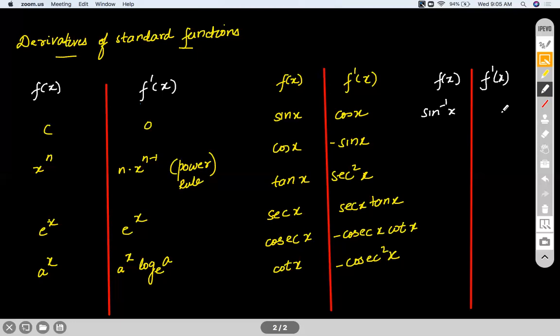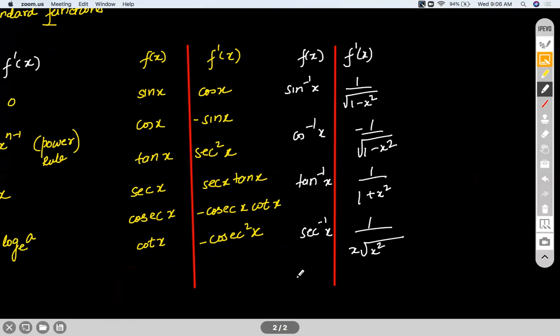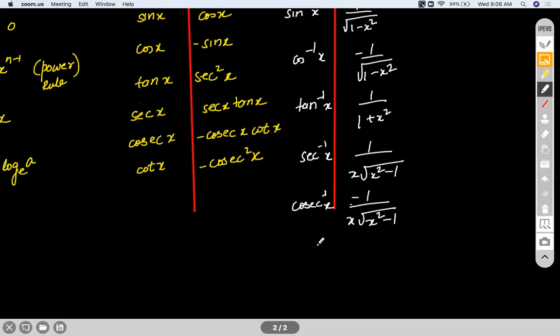Sin inverse x derivative is 1 by under root 1 minus x square. Okay. Yes, sir. Cos inverse is negative 1 by under root 1 minus x square. Tan inverse is 1 by 1 plus x square. Okay? Sec inverse x is 1 by x under root x square minus 1. Cosecant inverse x is minus 1 by x under root x square minus 1. And one more last thing, cot inverse x is minus 1 by 1 plus x square.